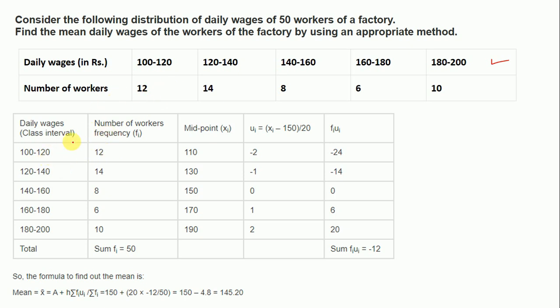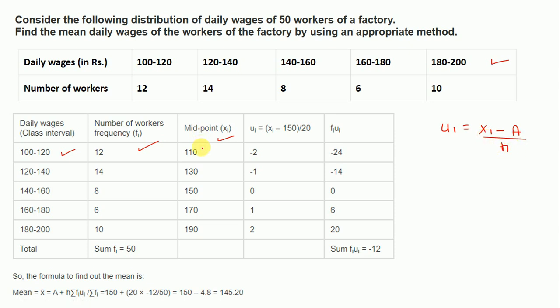And now we have to find the midpoint, that is xi, of these class intervals. So it will come out as 110, 130, 150, 170, 190. And frequency is already given to us. And after that we have to find ui. And ui is what? ui is equal to xi minus a divided by h.